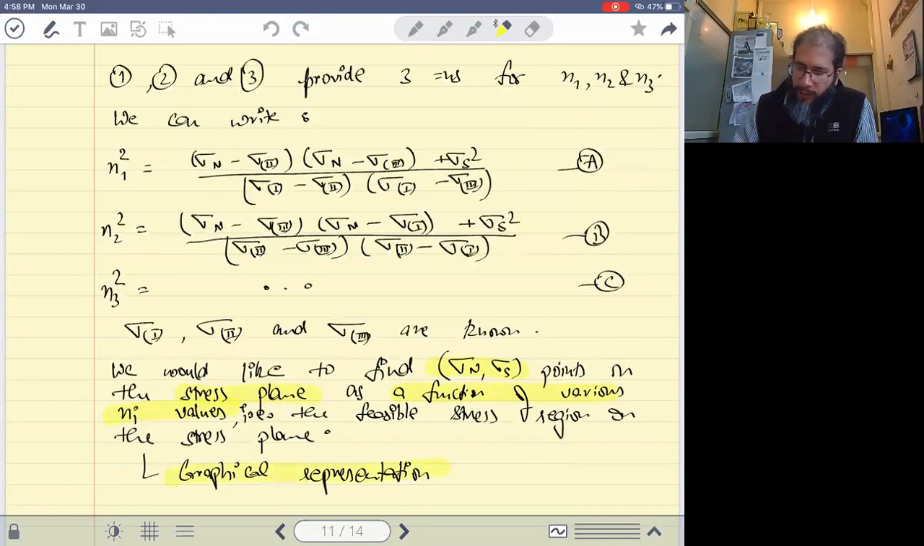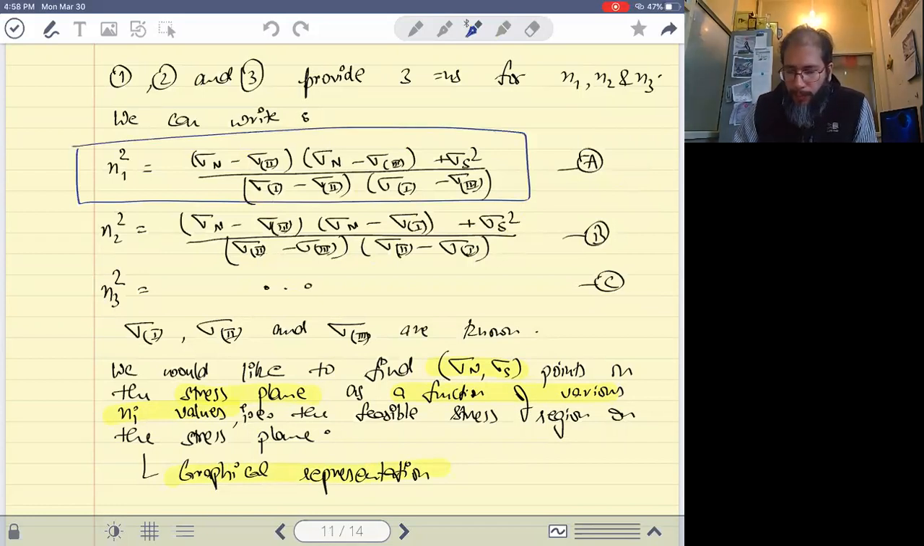Now, if I see the first equation, which is this one, if you look at the denominator here, sigma 1 minus sigma 2, and the other term sigma 1 minus sigma 3, they're both positive because we have chosen sigma 1, sigma 2, and sigma 3 in the descending order. That is, sigma 1 is the greatest eigenvalue and sigma 3 is the smallest eigenvalue. So the denominator of this equation number A is positive.